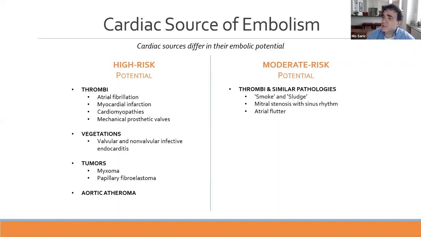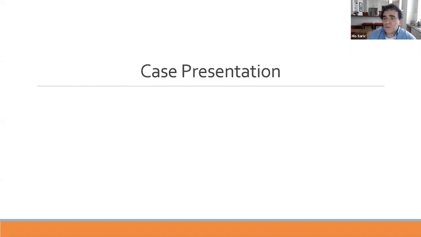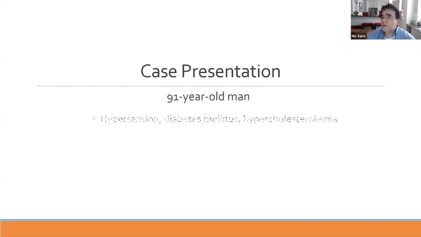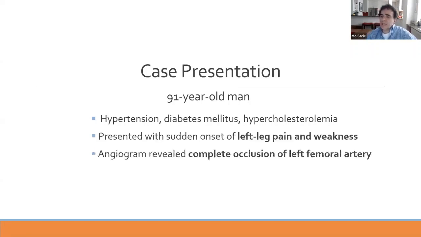risk, such as smoke and sludge, a variety of valvular disorders, as well as abnormalities of the atrial septum. And I'll show you a brief case presentation. A 91-year-old man with hypertension, diabetes mellitus, and hypercholesterolemia presented with the sudden onset of left leg pain and weakness.